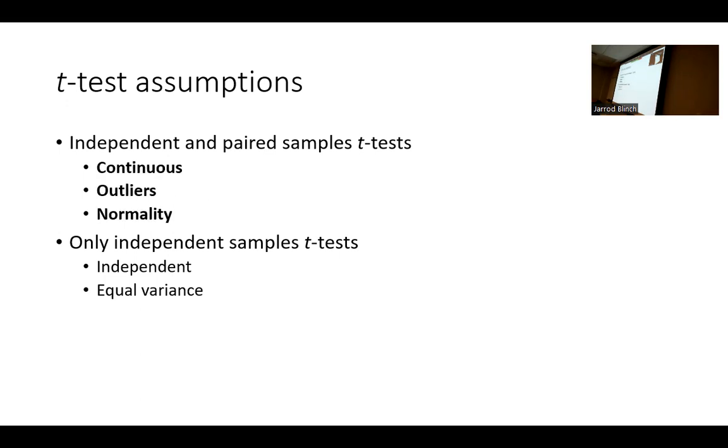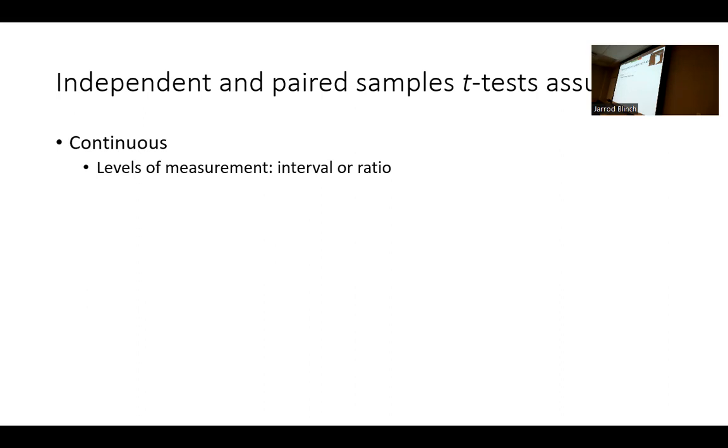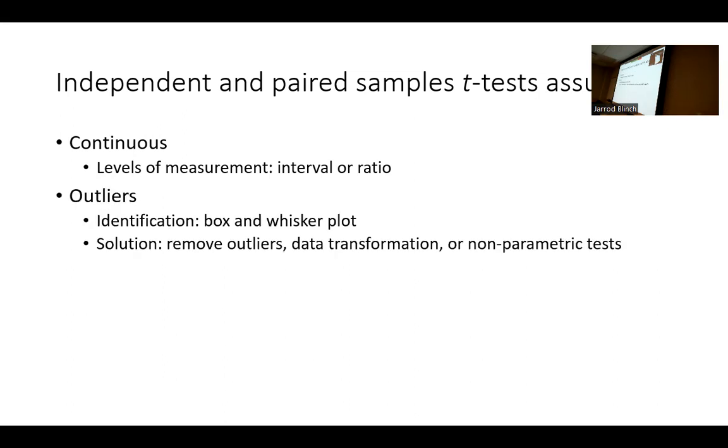Let's see. So these three we've already seen. So continuous, the data need to be either interval or ratio. Not a surprise, that's what's required of, I think, all parametric statistics. Outliers, yeah, outliers. The easiest way to look at those is box and whisker plots. The challenge is more, if you have outliers, what should you do? And that typically depends on your area of research and the specific dependent variable.